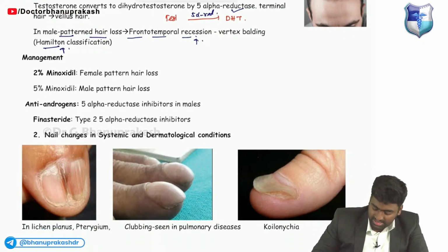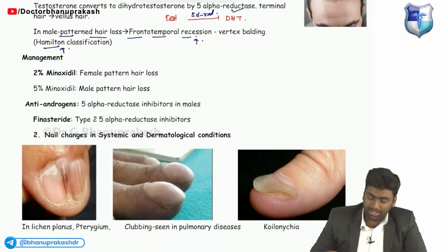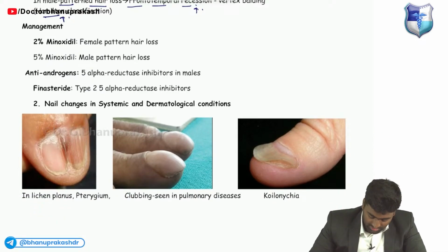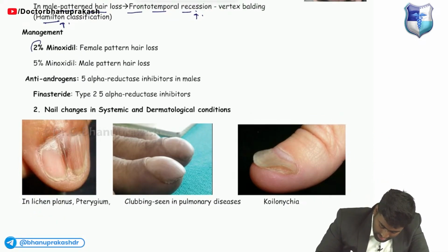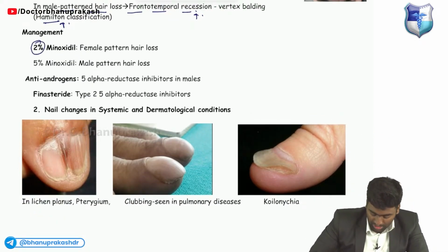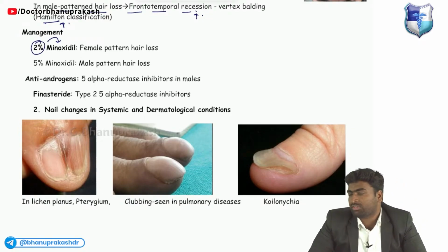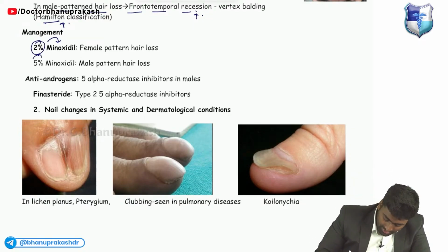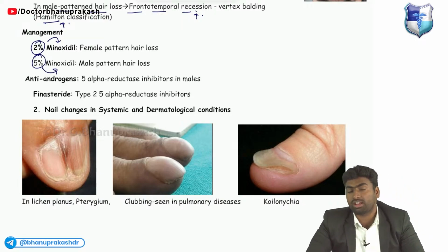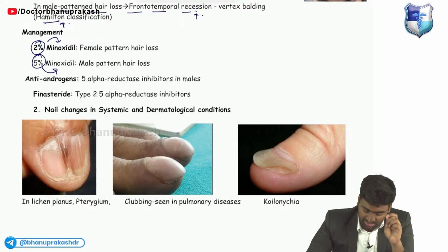For example, this is most common in males, but it can be associated with females as well. So if it is a female, we'll give a lesser percentage of the drug known as minoxidil. We'll give 2% minoxidil in a case of a female with androgenic alopecia features, whereas in the case of males, we'll give 5% minoxidil.